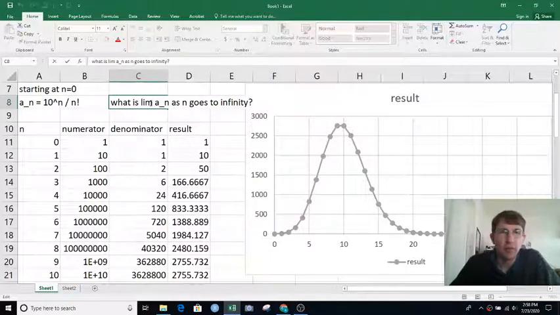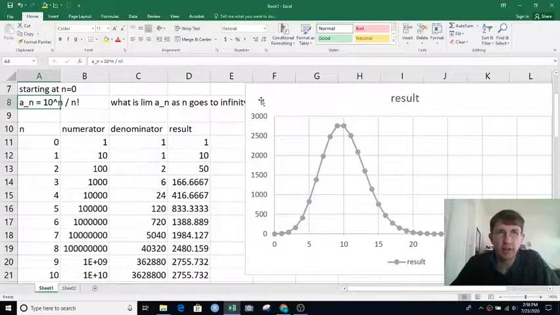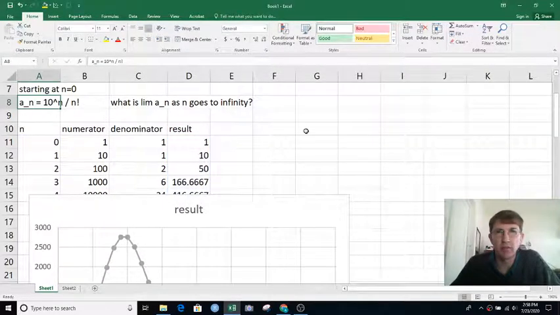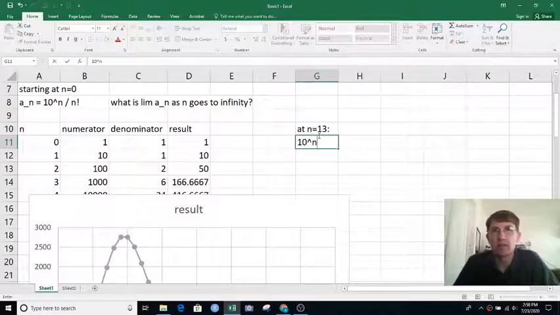I know sometimes our book says plot the first 5 results in the sequence, but you can't always trust that the first 5 are going to be indicative of the behavior of the whole thing. You have to think about what's going on in these formulas. Like what is n factorial and what is 10 to the n? Let's say at n equals 13. So 10 to the n would be what?